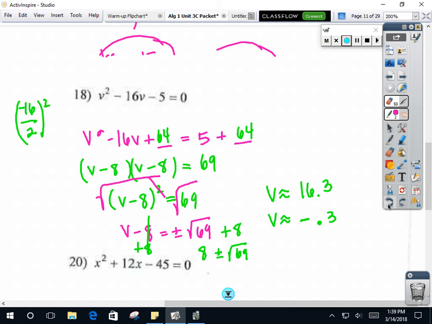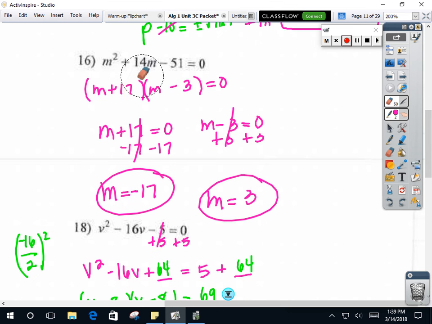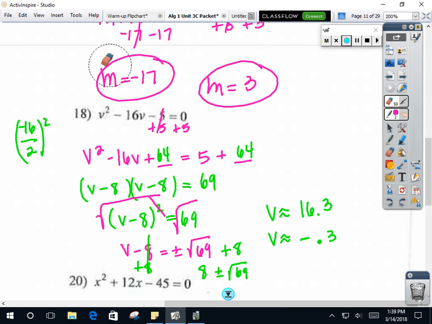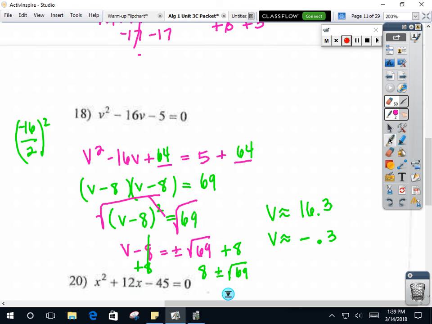Okay, in the previous question, before I erased, look. These were the factors, right? M plus 17 and M minus 3. So the final solutions were M equals negative 17, the exact opposite of what it looked like as a factor, and M equals 3, the opposite of M minus 3. So for this one, wouldn't the factors be b minus 16.3 because the final solution is positive 16.3, and b plus 0.3 because the solution is negative 0.3?